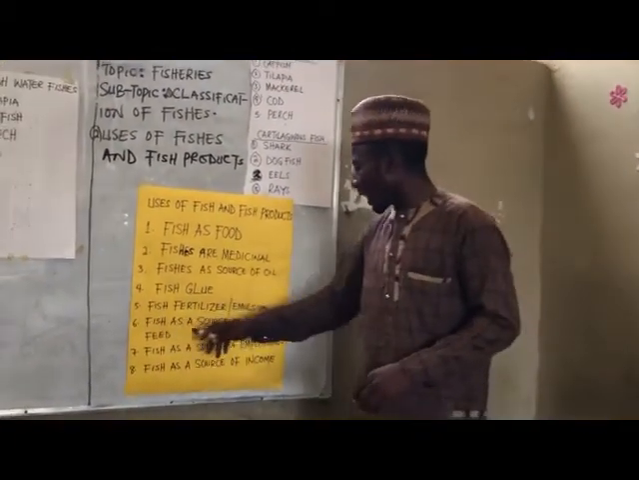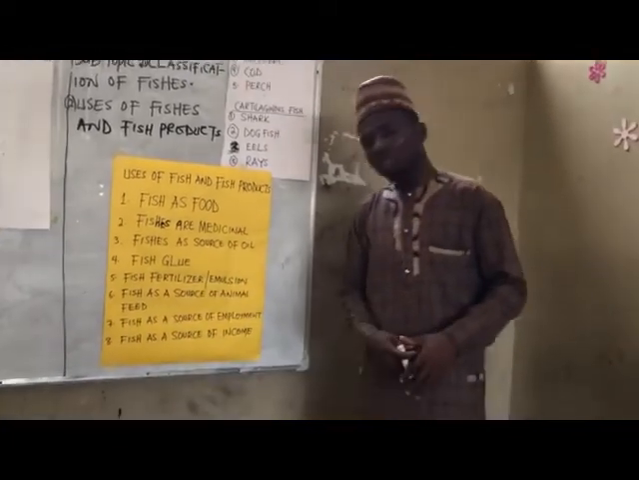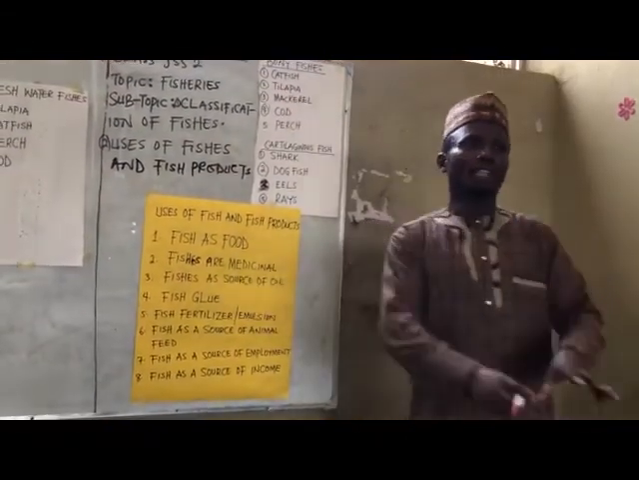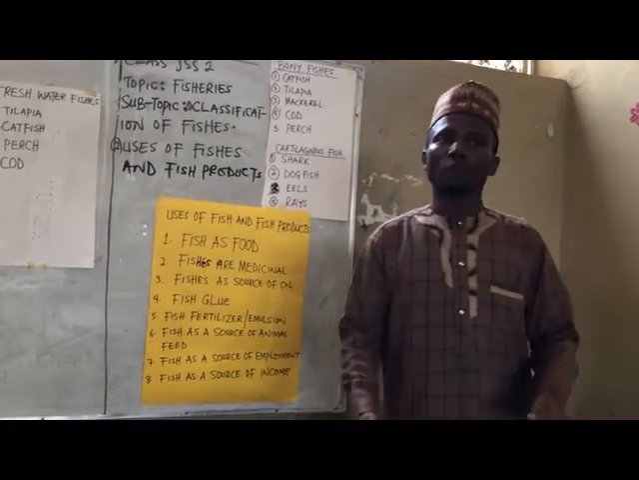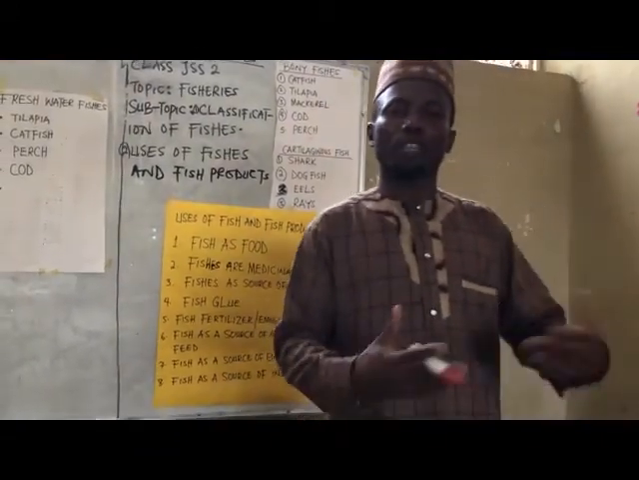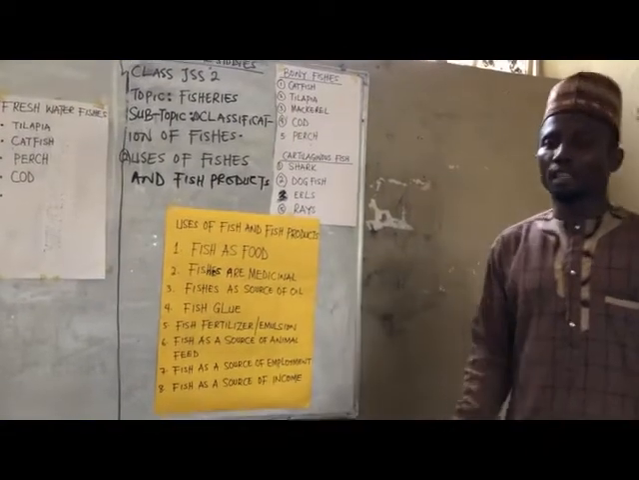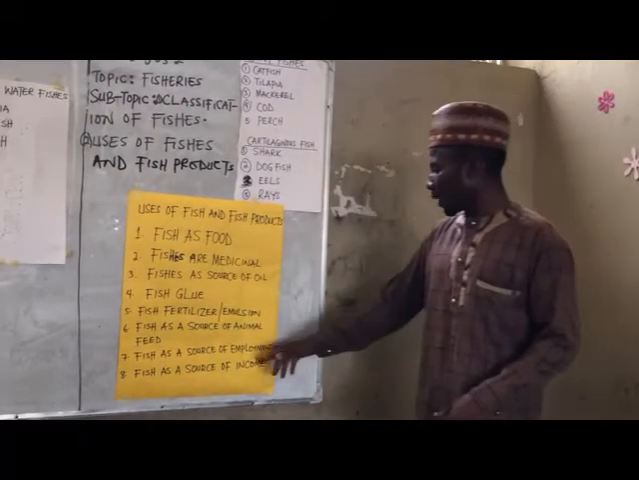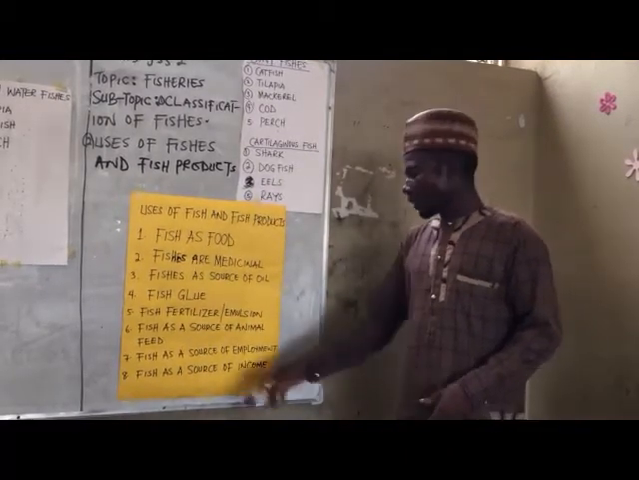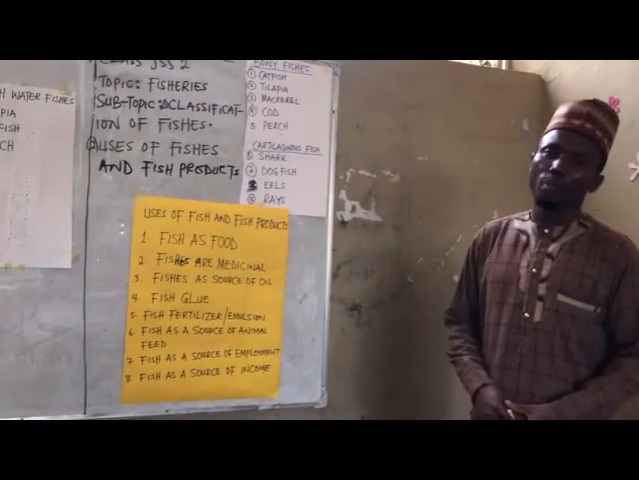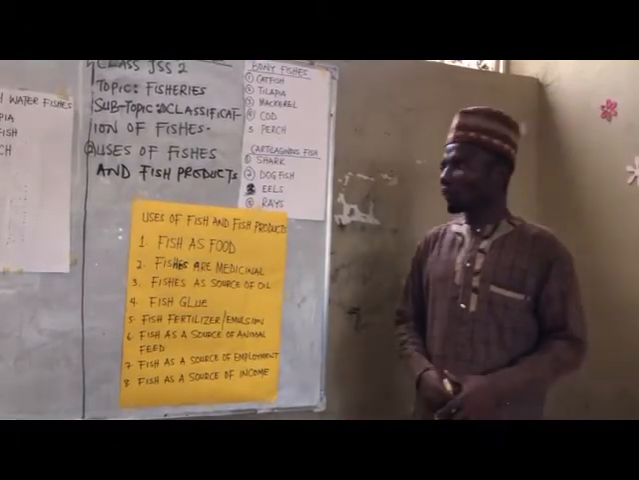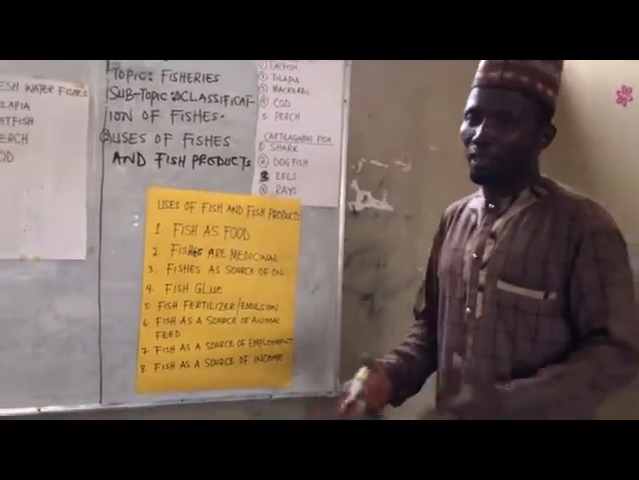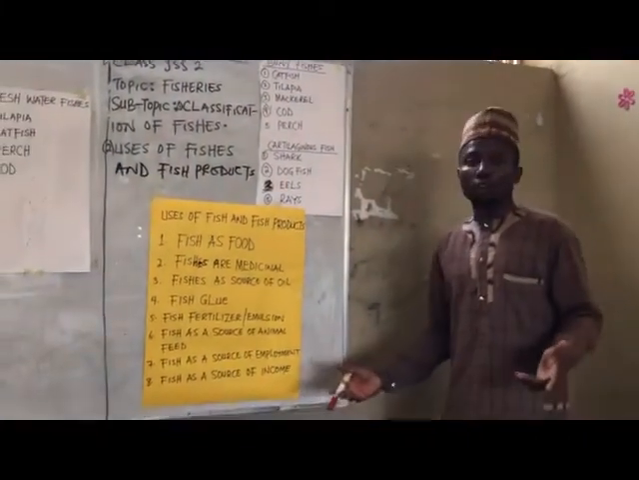So we have fish as a source of animal feed. We can also use fish as part of the ingredients during feed formulation. When you are formulating feed for animals, especially poultry, fish is one of the ingredients. Then we have fish as a source of employment. The people can go into fish farming. When you take fish farming as a form of business, it now becomes your job.